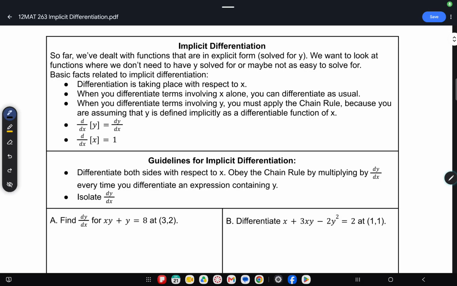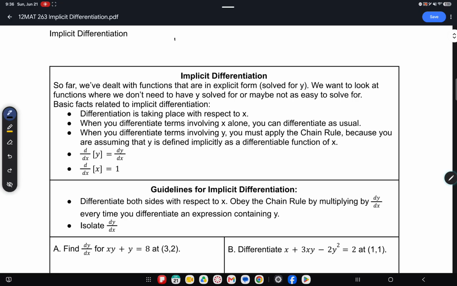All right, we're going to look at implicit differentiation. So, we have been seeing functions so far in explicit form, right? We've seen y equals 2x plus 1, or f of x equals x squared plus 4x minus 12. And all of these have been where the output is on one side and the input is on the other. All right, so this is the explicit form.